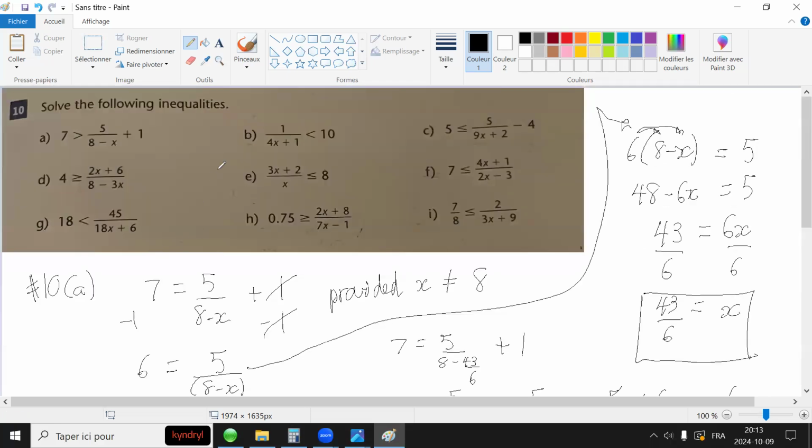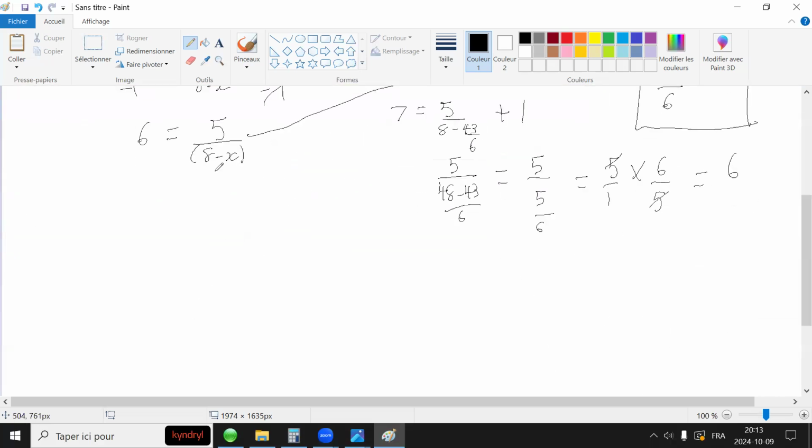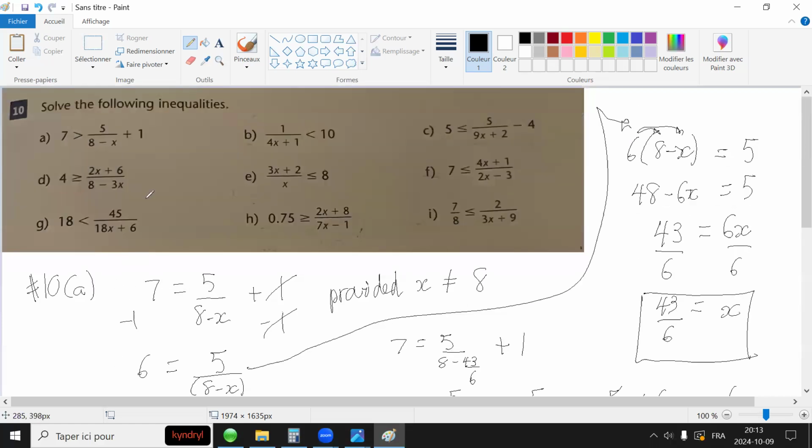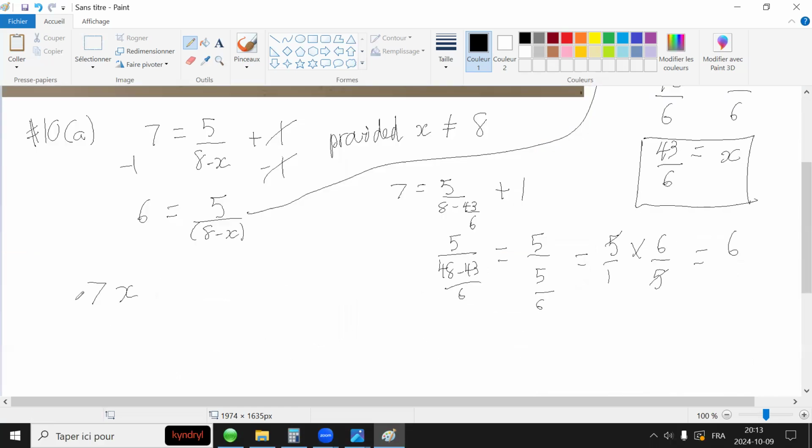Okay, so the final answer would be the fact that x has to be superior to. No, actually, the thing is that the x is on this side, so the sign doesn't change. Okay, so I still keep it that way. So basically the x has to be smaller than 43 divided by 6, you know?